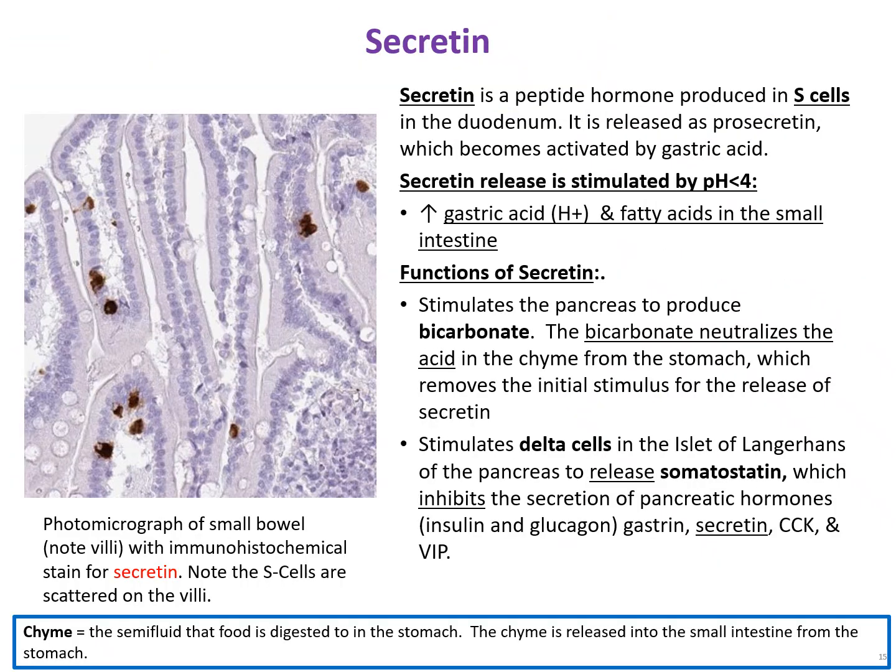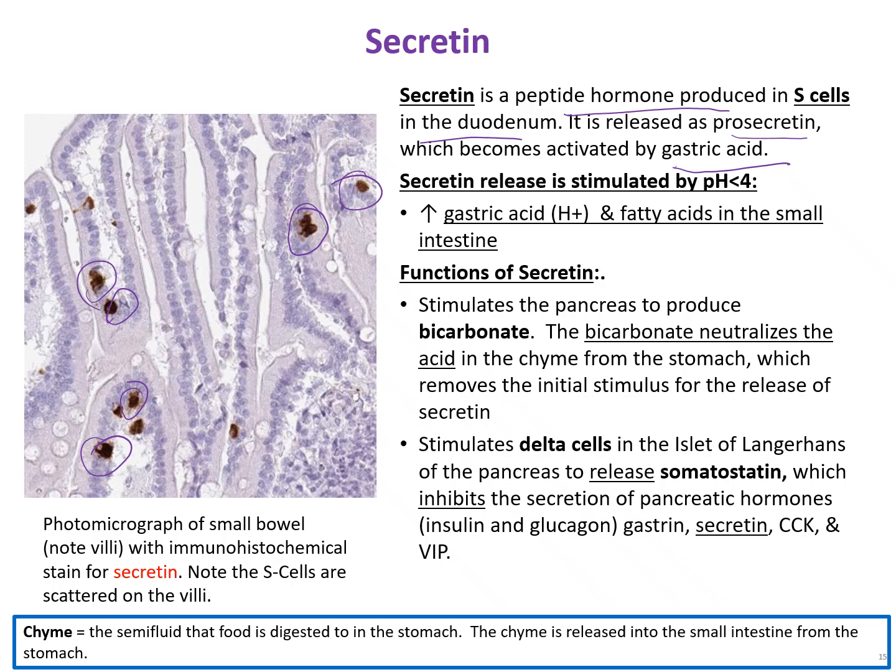The next hormone is secretin. Secretin is a peptide hormone, mainly released from the S cells of the duodenum. When you see the photomicrograph of the small bowel villi, you can see these brownish circled ones. These are secretin released from the S cells of the villi of the duodenum. It is mainly released as prosecretin, which then converts into secretin when activated by gastric acid.